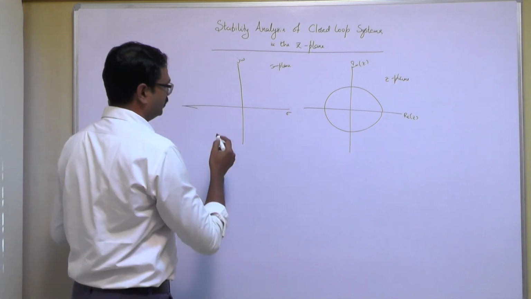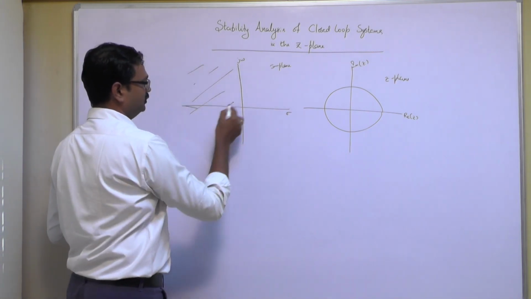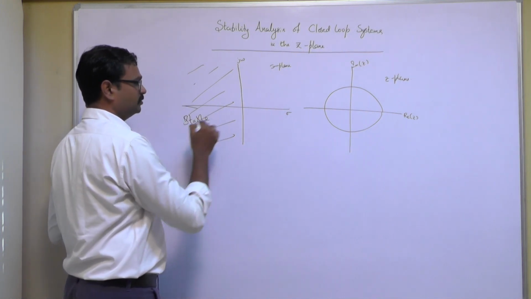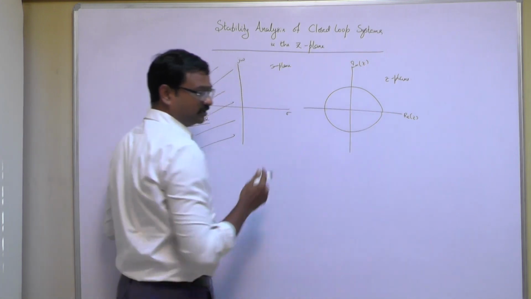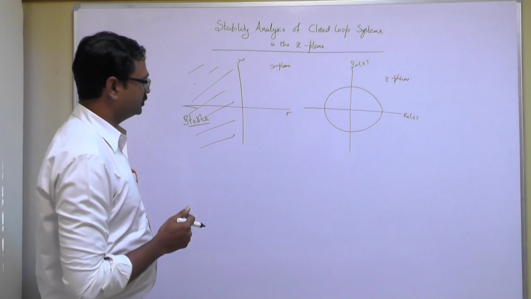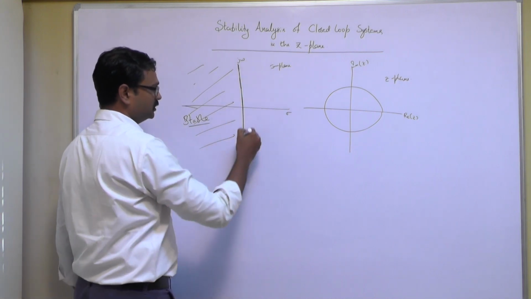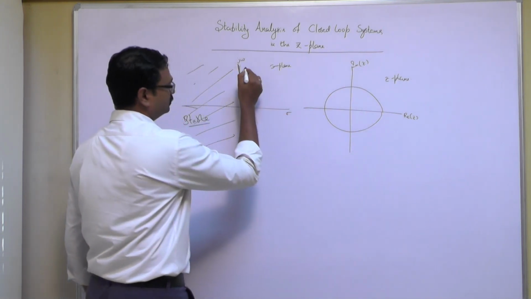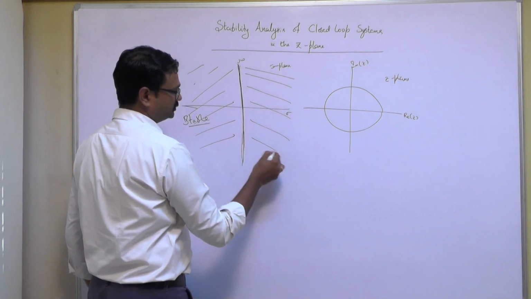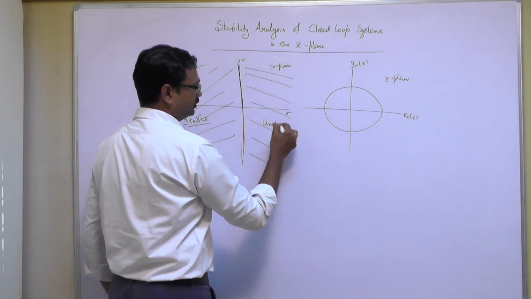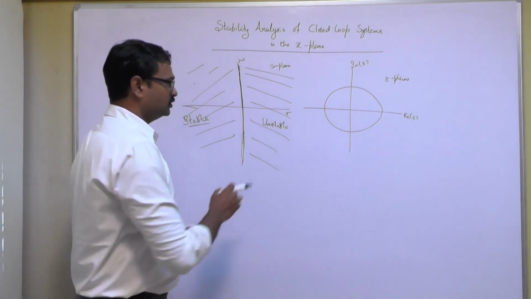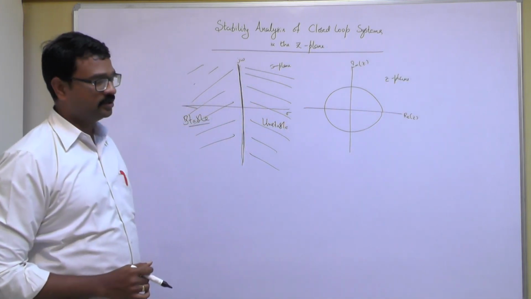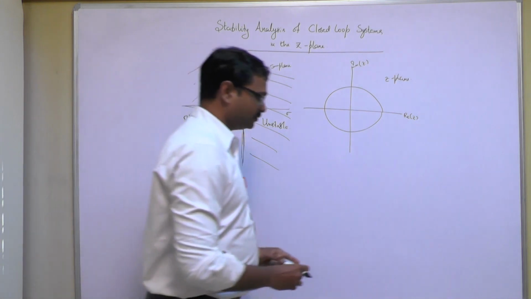What we have understood from the previous class is that all the poles lying on the left half of the S plane, which is the stable region, are mapped onto the inside of the unit circle. Poles and zeros on the imaginary axis of the S plane are mapped onto the unit circle, and all those which contribute to the unstable behavior of the response are mapped onto the outside of the unit circle. That is what we discussed in the previous class on the mapping between S plane and Z plane.